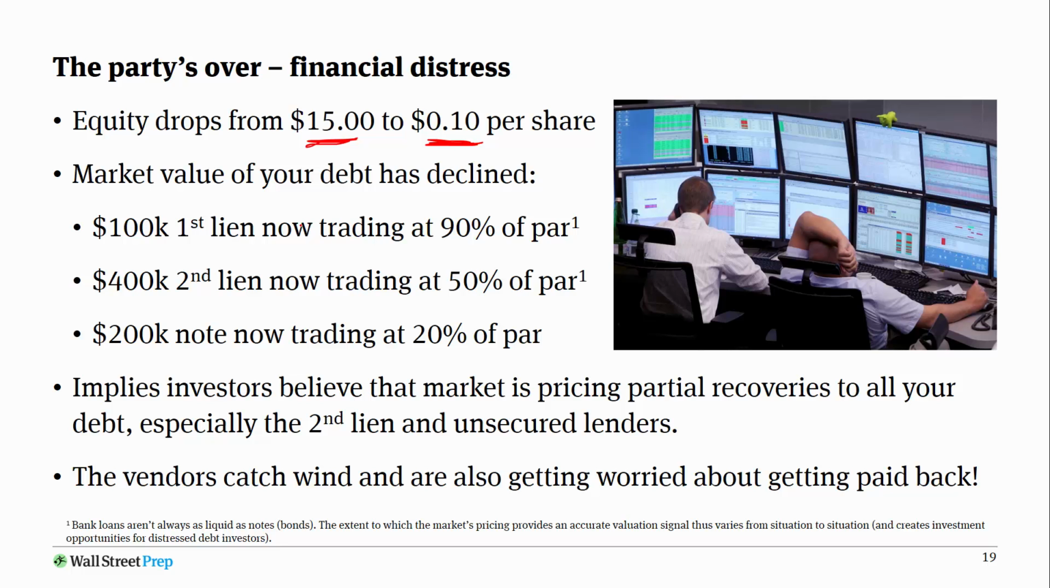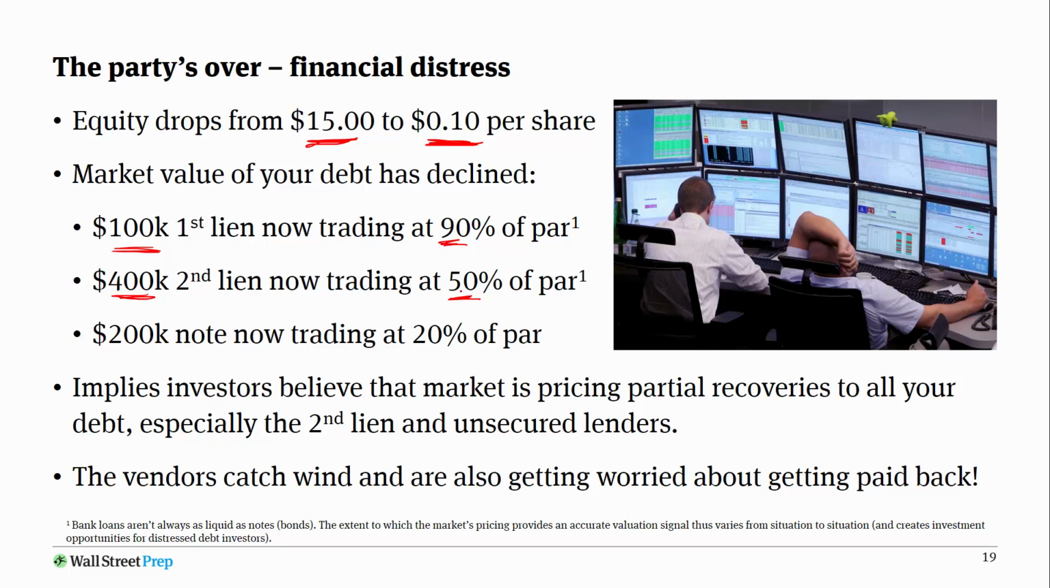But it's even worse than that. If you look at the trading values of your debt, and remember, debt can trade on markets. Of course, bank debt is usually less liquid, although bank debt does trade, and we can talk about that in a little bit. But these loans are trading at 90 cents on the dollar. This one's trading at 50 cents on the dollar, right?